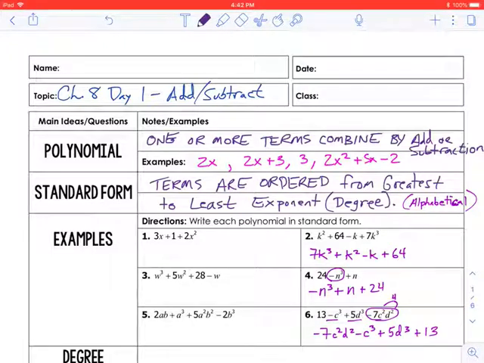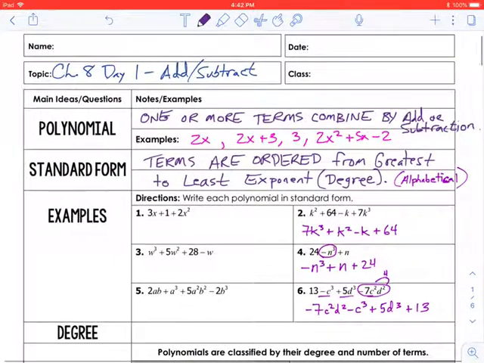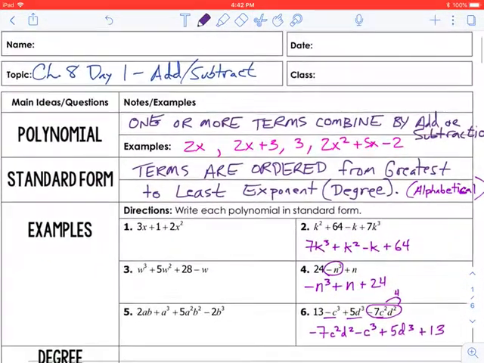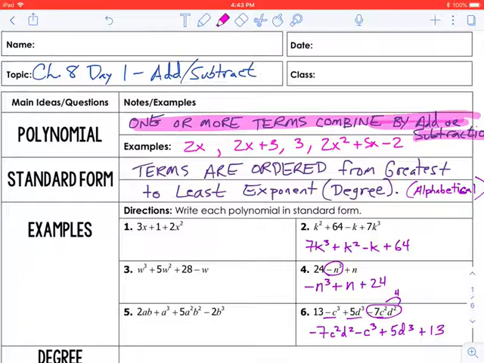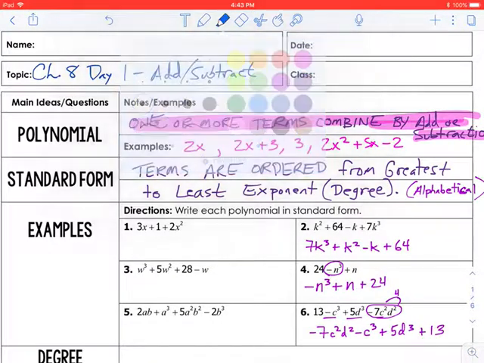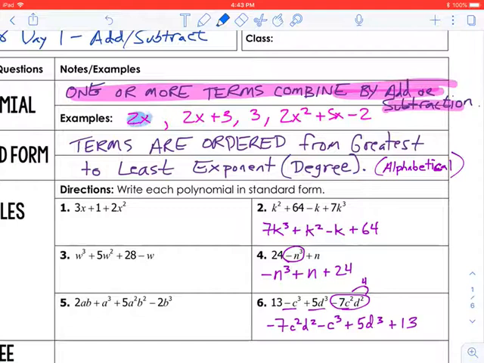All right, Algebra 1, we are moving on to Chapter 8. We've already done Chapter 8, Day 1, which is all this stuff, but I'm just going to skim through what we already did. Basically, a polynomial is one or more terms combined by addition or subtraction. So for instance, these are examples of polynomials. So 2x is one, 2x plus 3 would be a polynomial, or something a little longer like 2x squared plus 5x minus 2. That's a three-term polynomial because there's three things being added or subtracted.